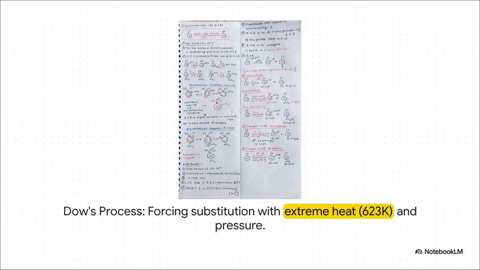And when I say push it, I mean you gotta bring out the heavy machinery. Take a look at Dow's process, for example. To get chlorobenzene to do a substitution, you need insane conditions. We're talking 623 Kelvin and 300 atmospheres of pressure. That's not just persuasion, that's like putting the molecule in a pressure cooker. It really shows you just how tough that bond is to break.